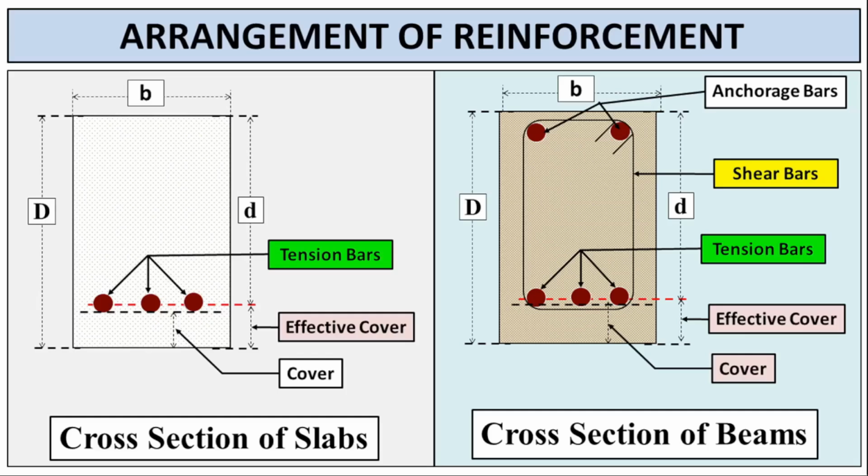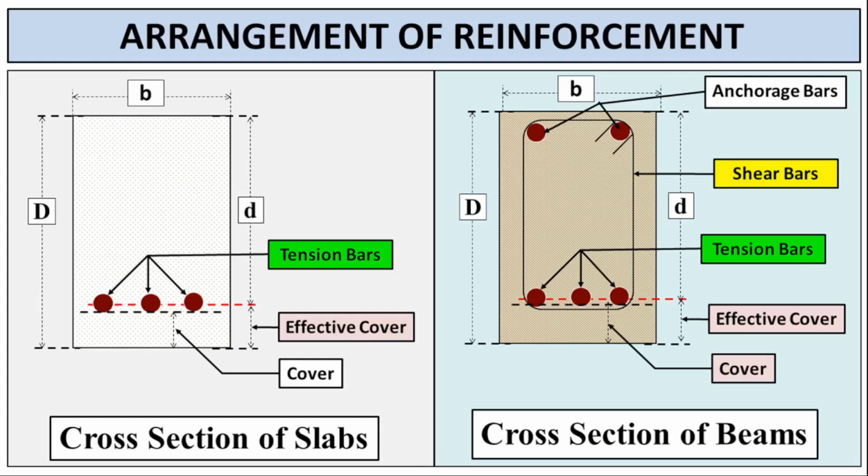This slide highlights the key differences in reinforcement layout between slabs and beams, emphasizing the importance of cover, effective depth, and the inclusion of shear and anchorage bars in beams. As we've seen, these diagrams illustrate the strain distribution. It's important to note that, while I've shown the tension bars at the bottom, this is for illustrative purposes.